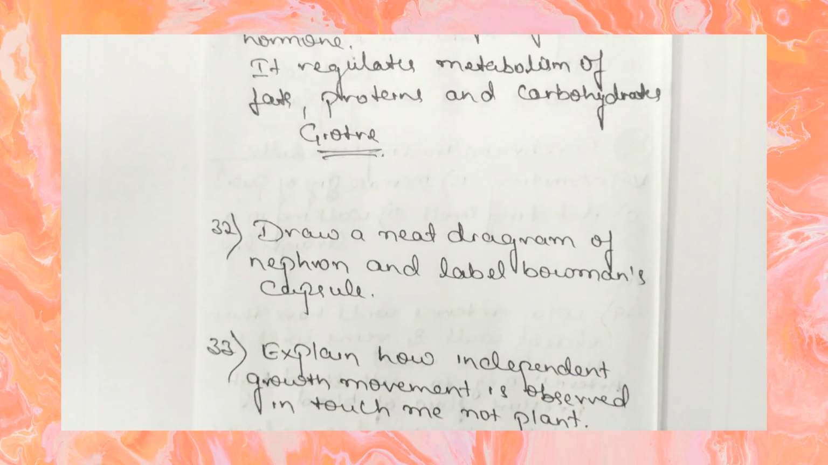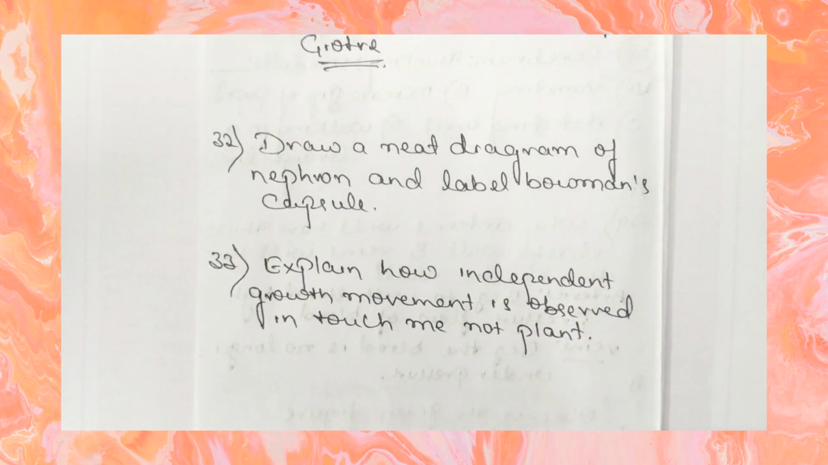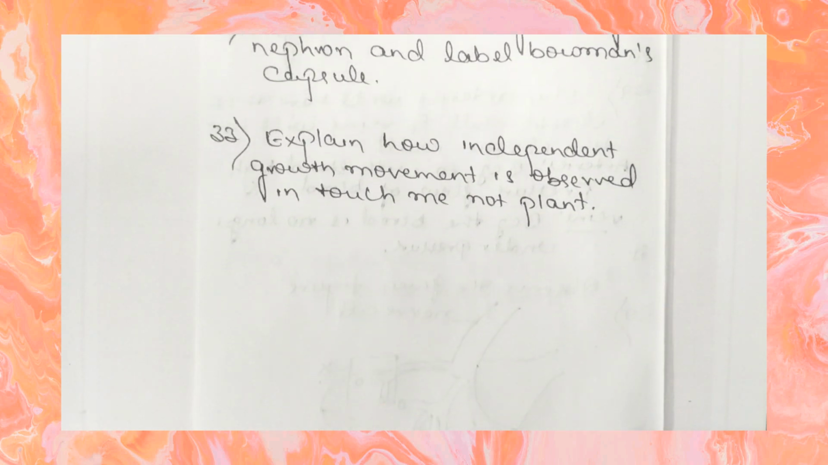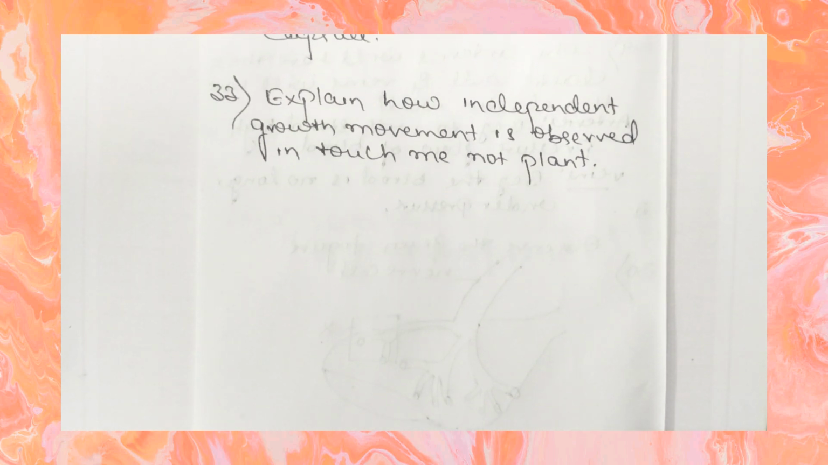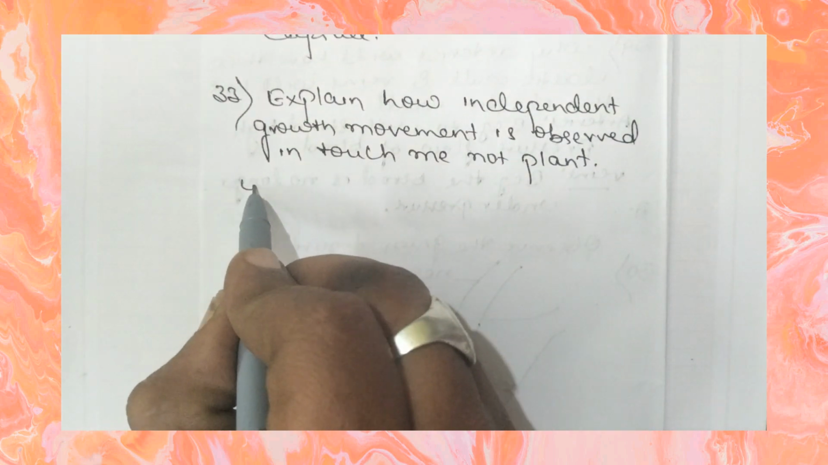Next, 32nd question. Draw a neat diagram of nephron and label Bowman's capsule. Next, 33rd question. Explain how independent growth movement is observed in touch-me-not plant.